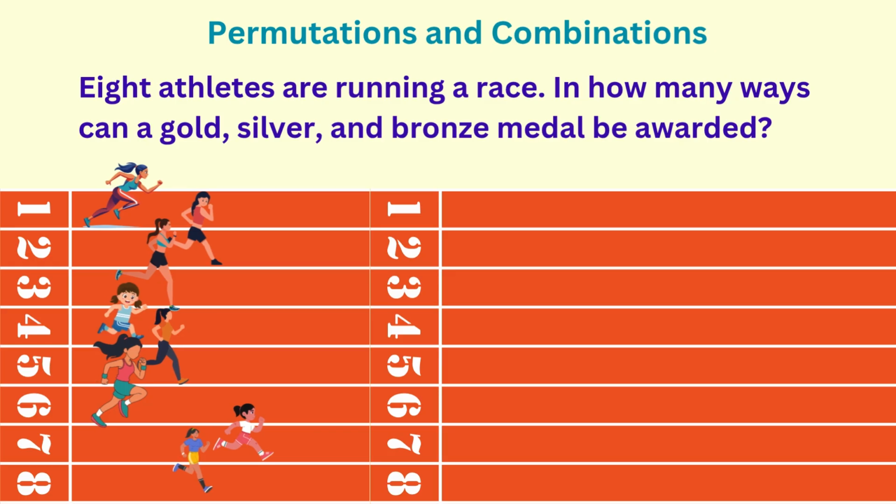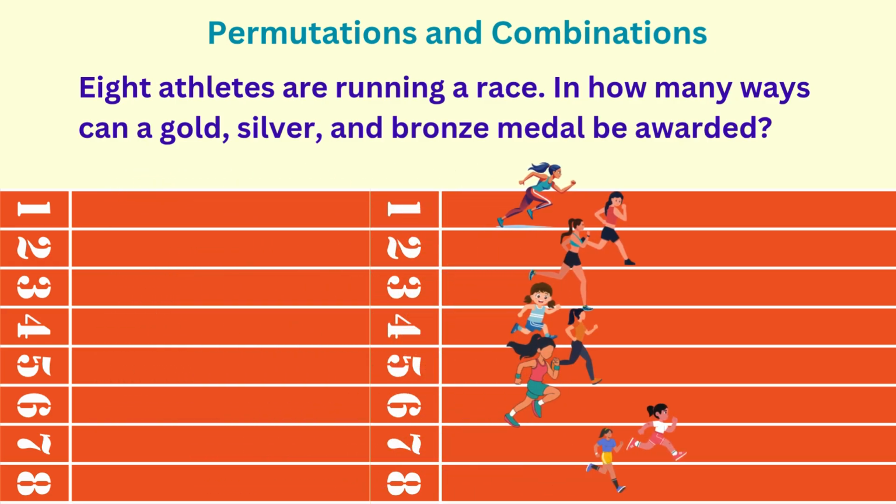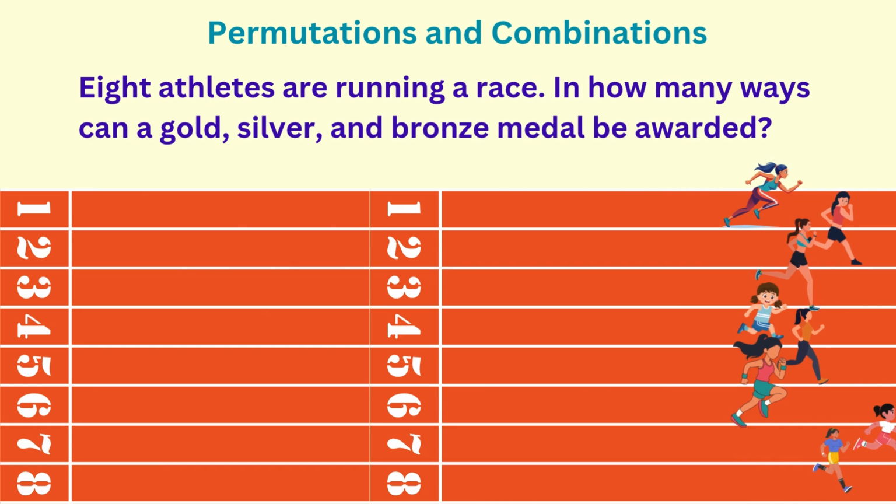8 athletes are lined up at the start of a race. Only 3 medals will be awarded: gold, silver, and bronze. In how many different ways can these medals be awarded? This is a permutation problem because the order in which the medals are given matters. Gold is not the same as silver, and silver is not the same as bronze.